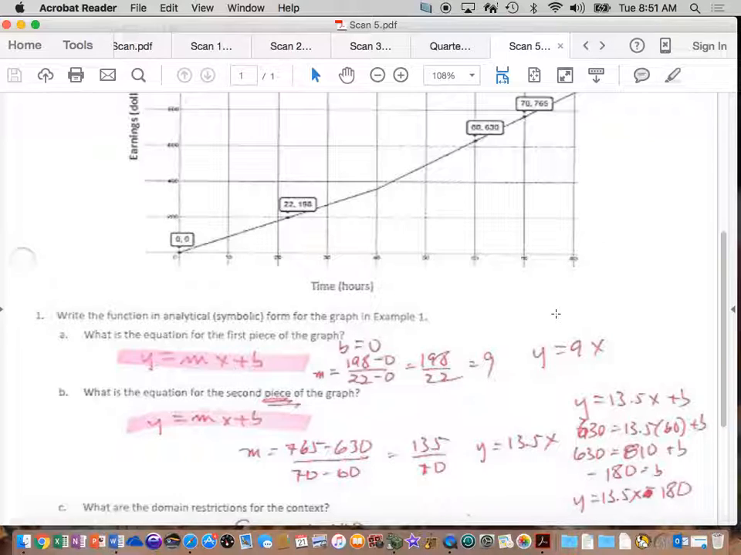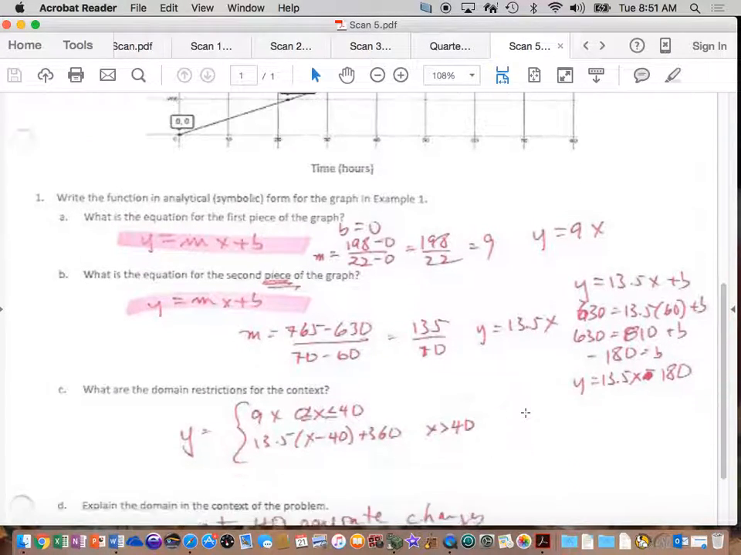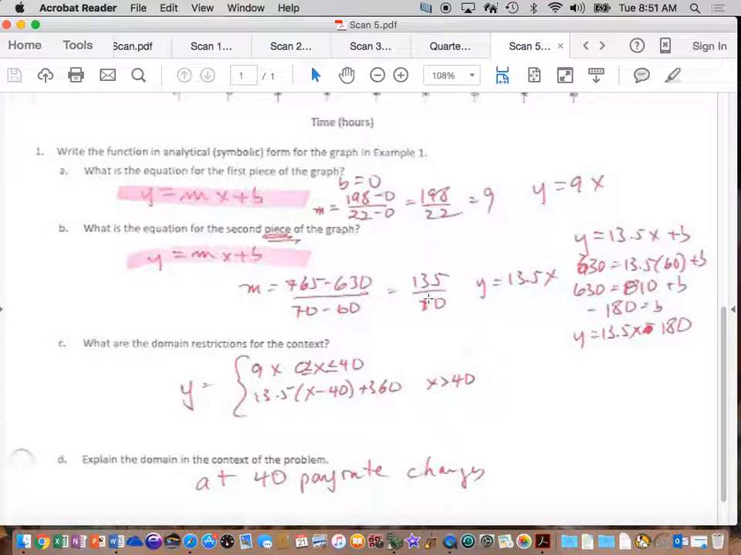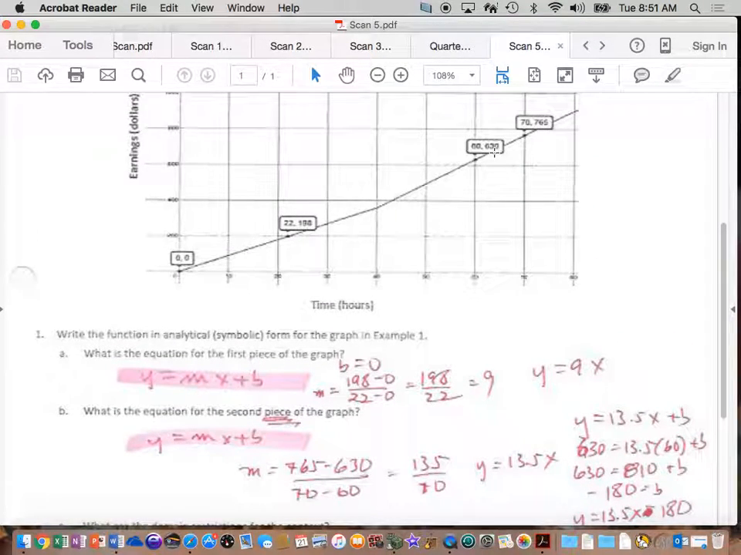Letter B, what's the second piece of the graph? Now, this isn't so obvious because it doesn't have a y-intercept of 0. If you just extend this line and continue it down, you'll realize that that y-intercept is negative. So, I got a little work to do with this guy. First, I find the slope. It works out to be 135 over 10, which is 13.5x. Then I plug in either one of the coordinates. I chose this guy.